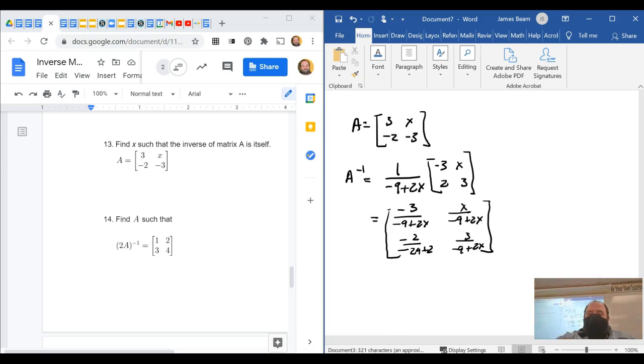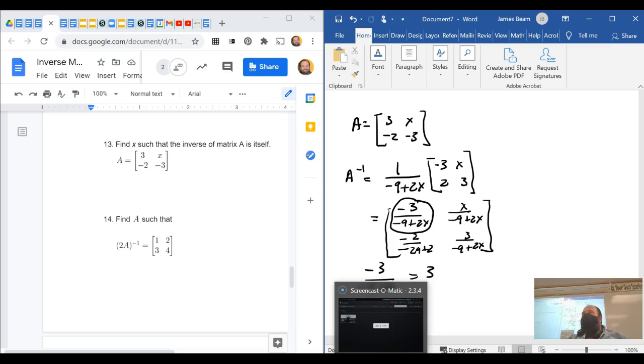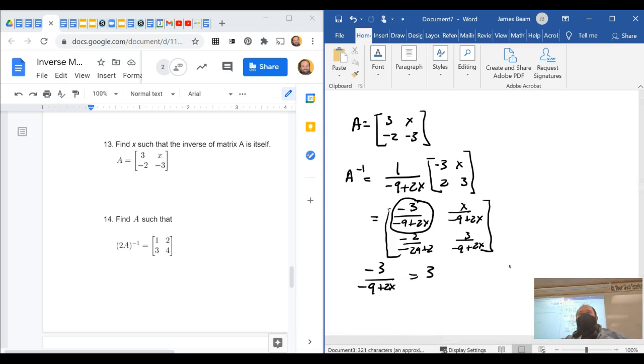But do I need all four to solve this problem? Do I need to find x for all four of them? Because the x is the same in all four, right? So why not just take the upper left-hand corner and say, what happens if negative 3 over negative 9 plus 2x is equal to 3? Right? So cross multiply. Negative 3 is negative 27 plus 6x, I think. Probably. Shouldn't have done that, but it'll work.